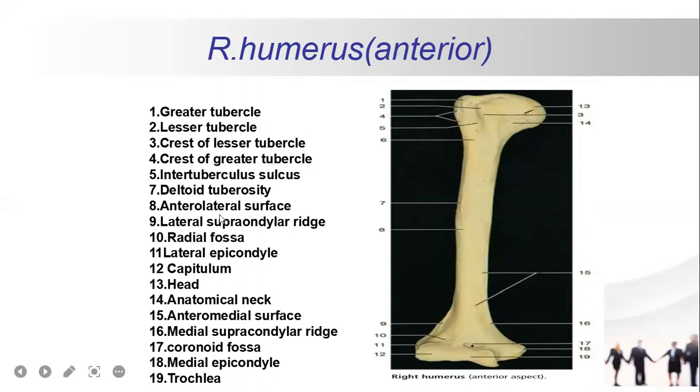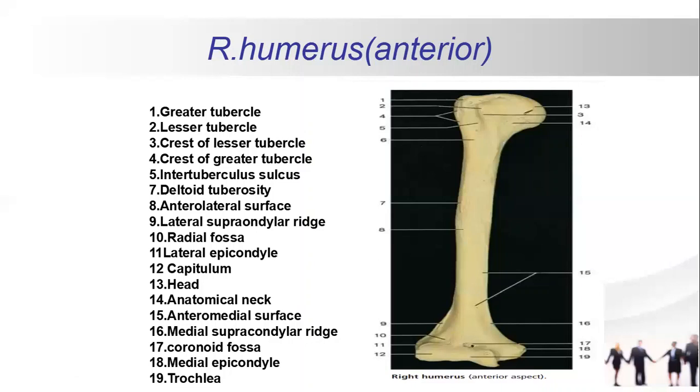We have number 8, named the anterolateral surface of the humerus. Number 9 right here is the lateral supracondylar ridge. Then number 10 is the radial fossa. This is the radial fossa right here. Remember this is the anterior surface of the humerus. We have number 12, the capitulum. This is the capitulum. We'll find out more about that.